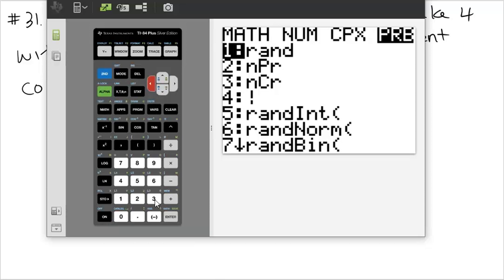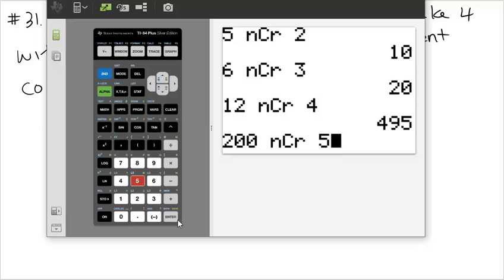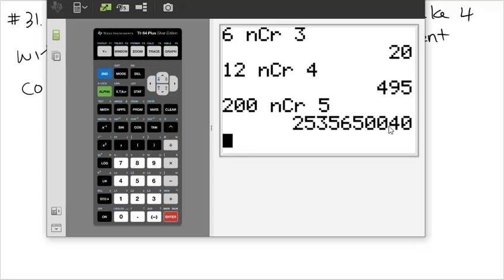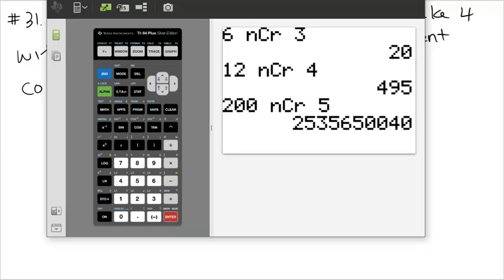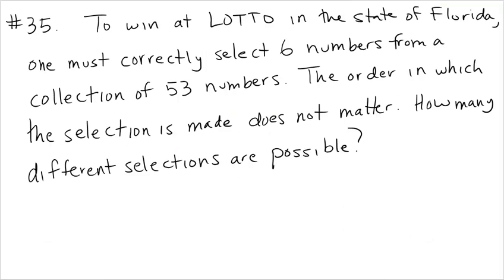Let's see. And if I selected 5 of my 200 books, right, what is this? So, comma, that's 2,535,650,040 different options that I would have to select 5 of my 200 books. If I put any thought into it, it would take me forever. I just don't read any of them. That's my solution.